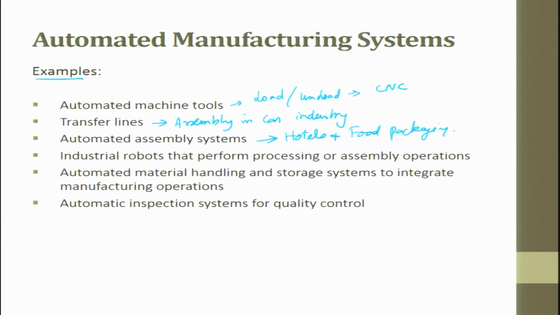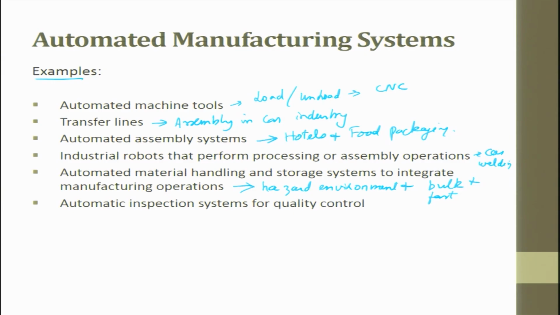Then the industrial robot that performs operations and assembly operations. This is used again in the car industry for welding. Then automated material handling and storage systems to integrate manufacturing operations. This happens in hazardous environments, as well as in places where the automation has to happen in bulk and fast. For example, PCB assembly comes under the automated assembly line.